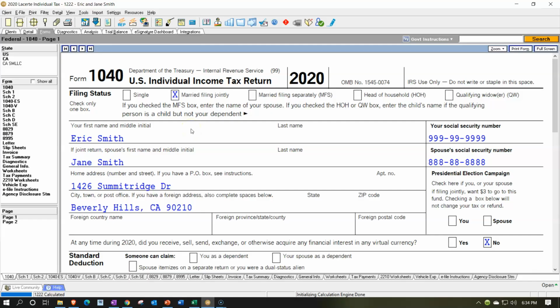Here we are in our Lacerte tax software. You don't need the Lacerte tax software to follow along. However, I do believe they have a free 30-day trial. So if you have access to a promo or demo version of it or any other tax software, it could be a good tool to practice with.